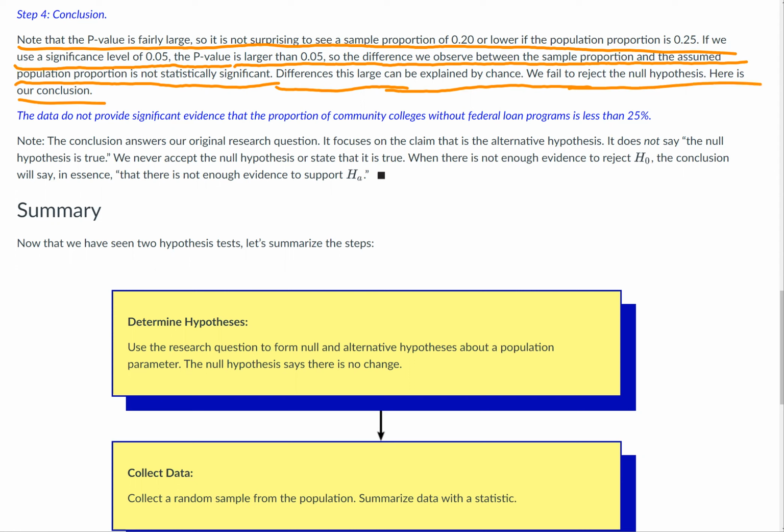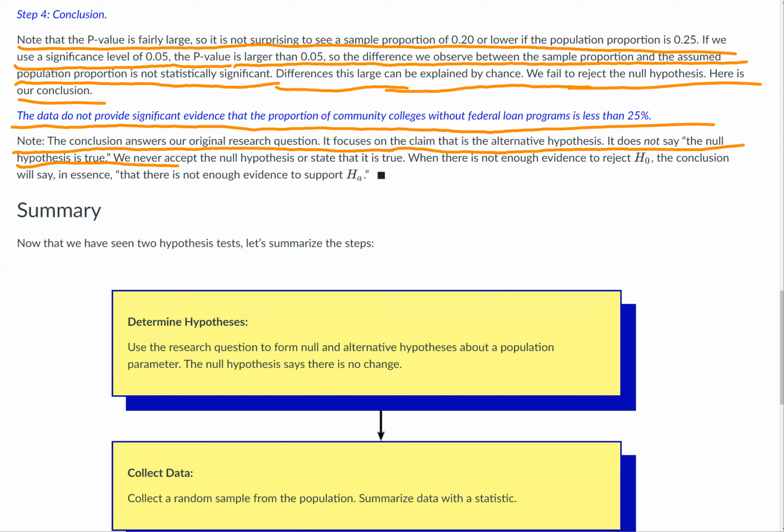Here's our conclusion stated. The data do not provide significant evidence that the proportion of community college students without federal student loan programs is less than 25%. But notice that the conclusion answers our original research question. It focuses on the claim that is in the alternative hypothesis. It does not say, quote unquote, the null hypothesis is true. We never accept the null hypothesis or state that it is true.